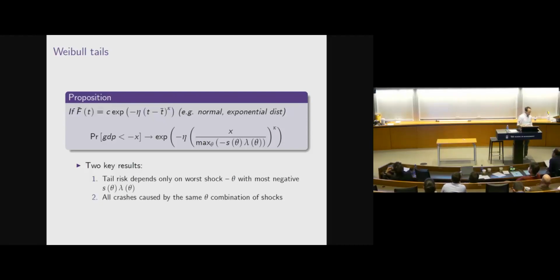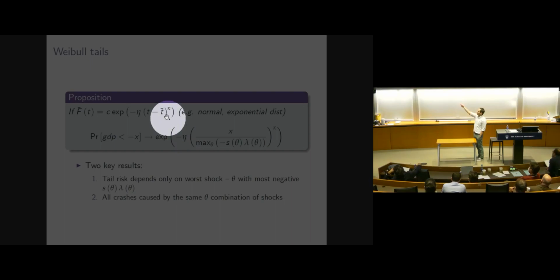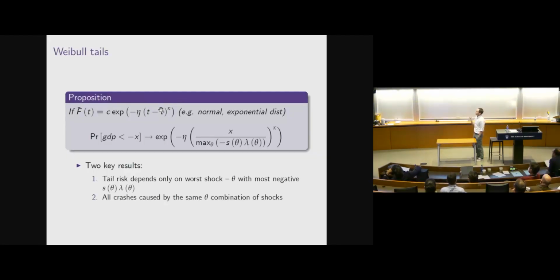So suppose that the tails of the shocks have this exponential type form. So they're exponential with this exponent kappa on the t inside the exponential. So the normal is going to look like that, the exponential is going to look like that, and more generally it looks like this. Then what you get is the probability that GDP falls below some number x as that x goes off to infinity. So I think about what is the shape of the tail of the distribution of GDP as I get further and further out.